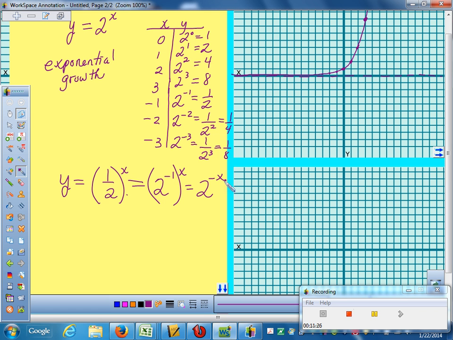Which one's going to be easier to plot points for? 2 to the negative x. If you've got an icky fraction, just bring it up. It'll be easier to graph with. And yeah, it's just going to flip it.